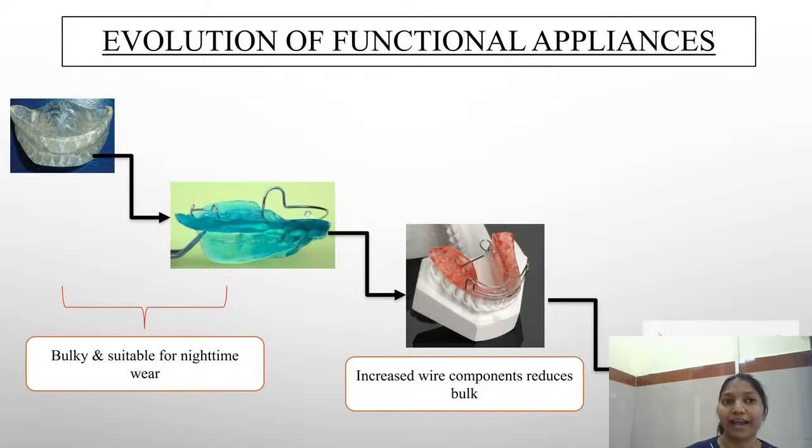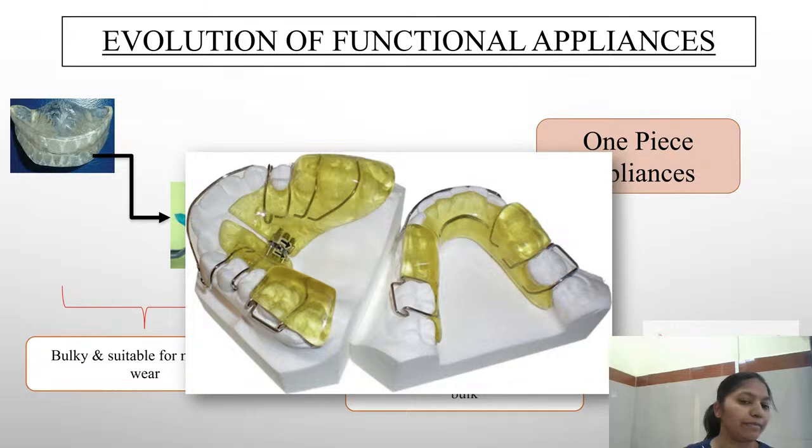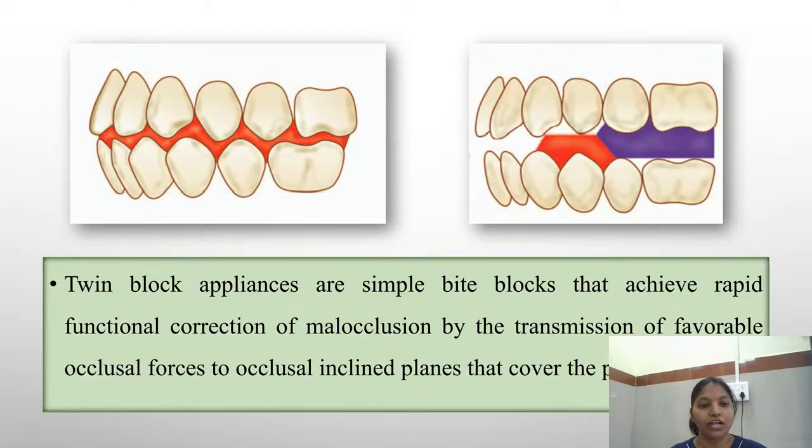He added more wire components, but the main disadvantage of all these appliances is that they are one-piece appliances. So if the patient wears that appliance, eating or speaking is not possible. So a new appliance was discovered by Clark, which is a two-piece appliance, that is the twin block. The twin block is a simple bite block that achieves rapid functional correction of malocclusion by the transmission of favorable occlusal forces to the inclined planes that cover the posterior teeth.